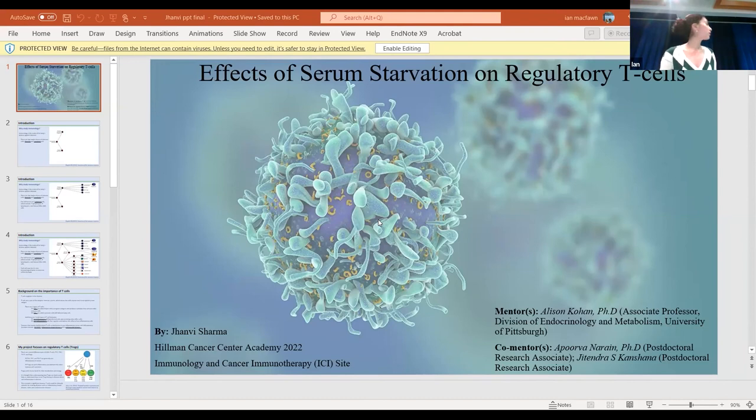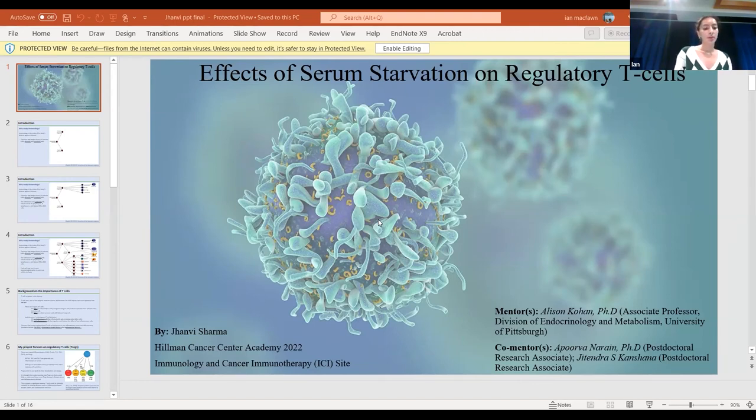So our conclusions for Tregs in serum starved condition: they had less proliferation as well as viability. And we were able to measure the markers of Tregs through flow cytometry, and CD25 had variability in expression through CD4 expression, though CD4 expression was consistent between experimental groups. So FOXP3 expression showed a higher trend under serum-starved conditions, but was not statistically significant. IL-10 expression increased significantly, and there was little to no expression in the control cells.